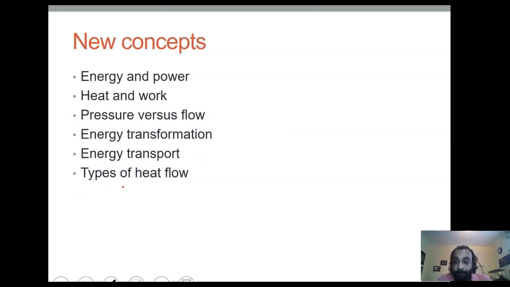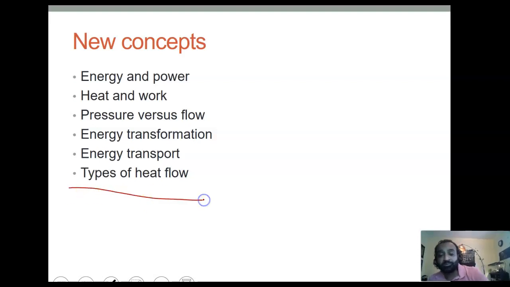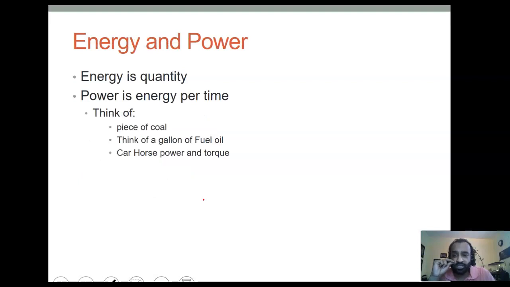Okay, moving on. We'll talk about new concepts now. Energy and power, heat and work, pressure versus flow, and energy transformation, which we probably talked about a little bit. Energy transport, not transformation, it's transport: how to move energy from one place to another. That's very useful to us. These are the basis for a heat system in a house or in a building or any kind of mechanism, and the types of heat flow. So take a second, look at these, try to understand them, and probably find more writing about them in the book.